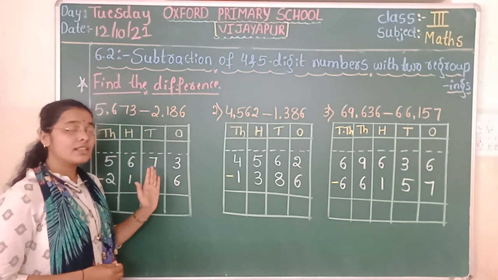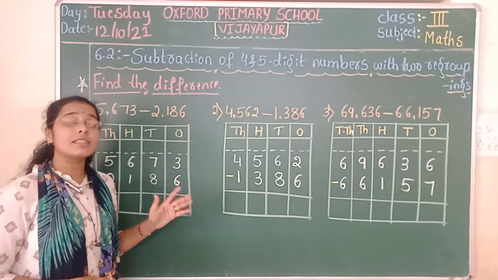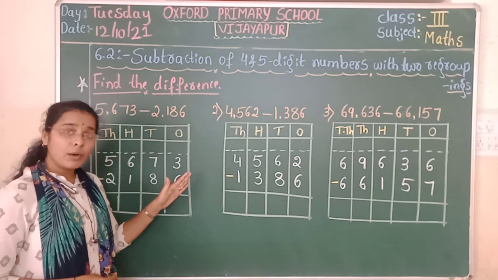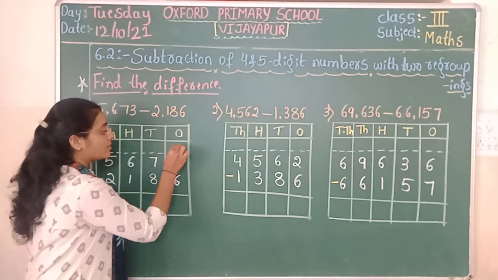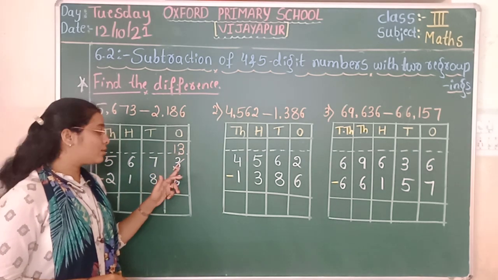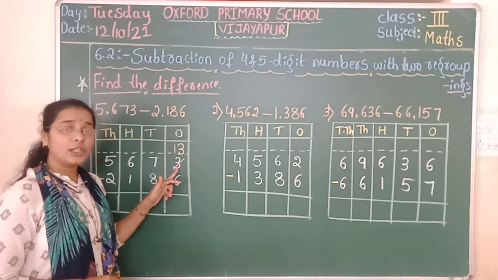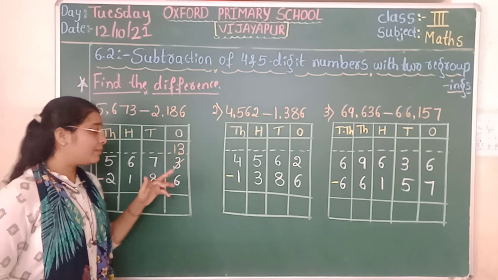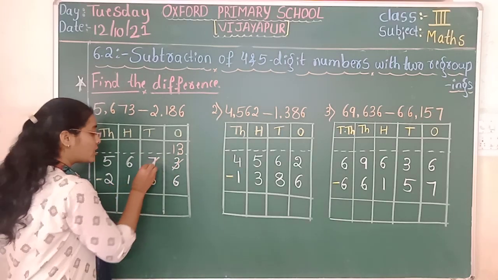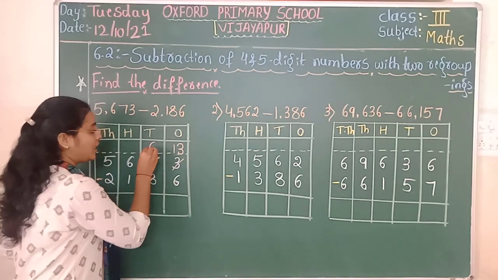Which is the next place? After the ones we have the tens place. So we have to take one carry, otherwise called borrow, from the tens place. By taking the borrow, what happened here? 3 became 13. What do we have to do? We have to add 10 ones to the first number, which is the minuend. By adding 10 to 3, we get 13. By giving the borrow, means by giving the carry, 7 lost one place. So 7 became 6 here.